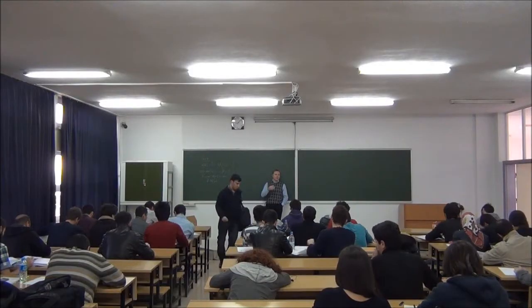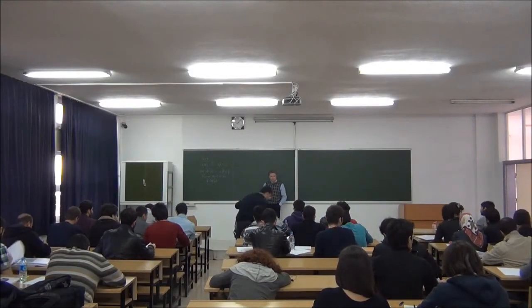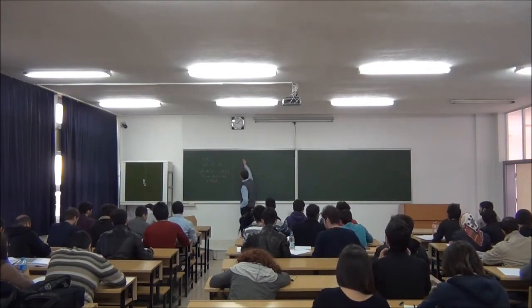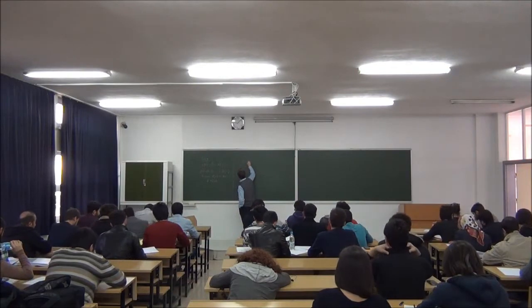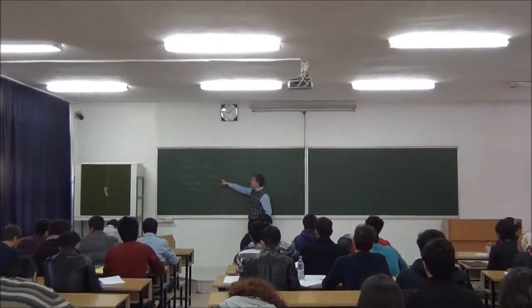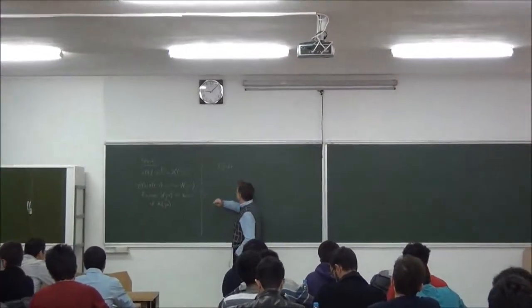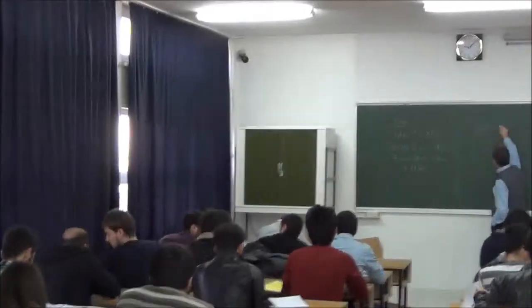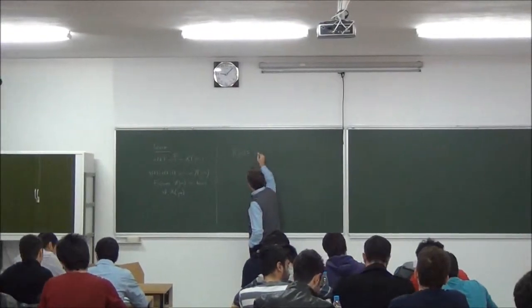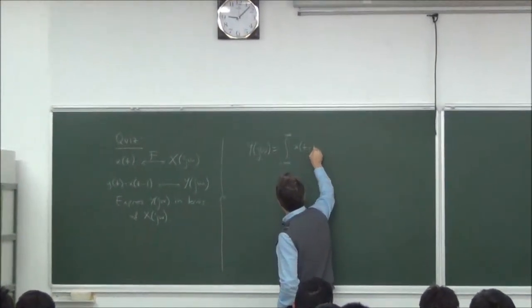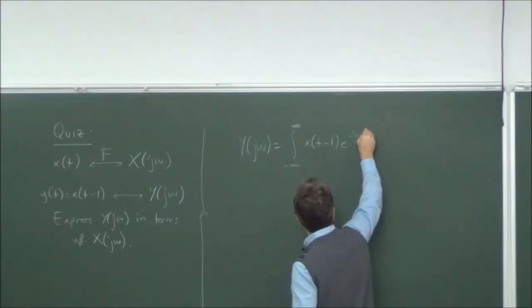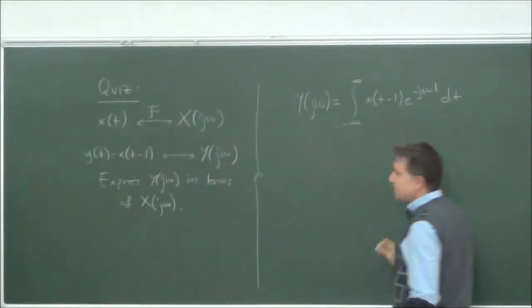I have already told you the answer. I gave you the answer. What did I say? You should write the formula of the Fourier transform of your new signal, which is x of t minus 1. So let's write the Fourier transform. This is the Fourier transform.